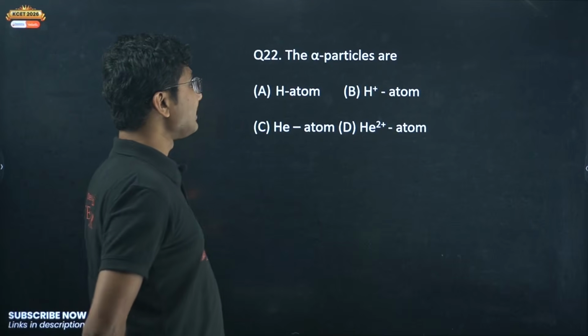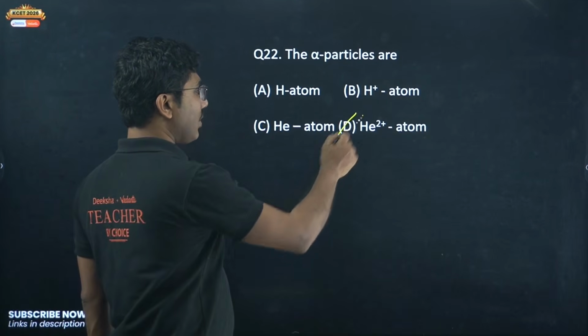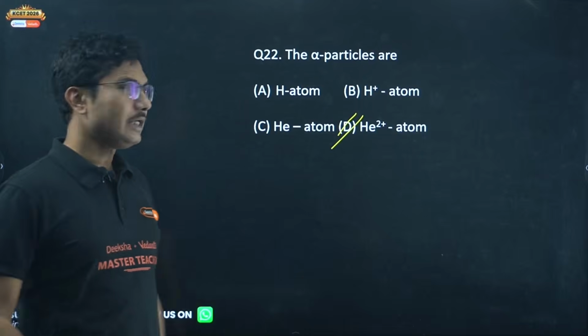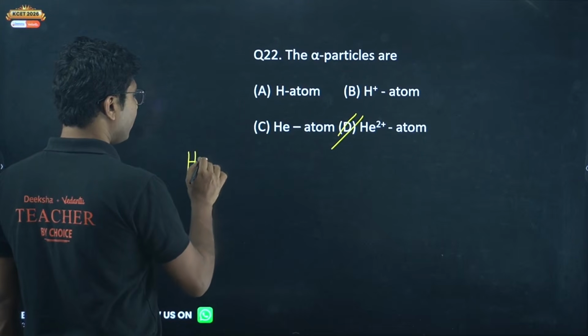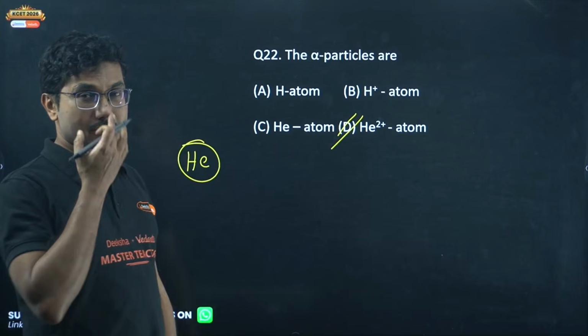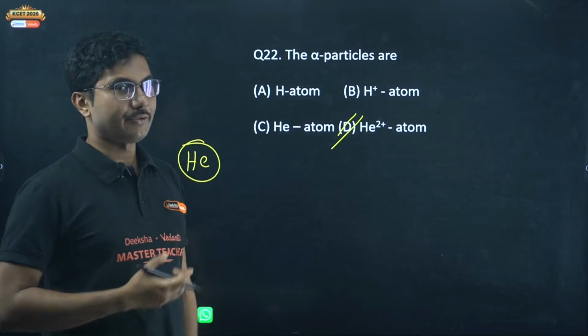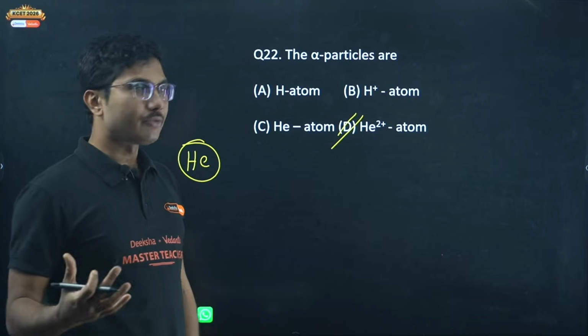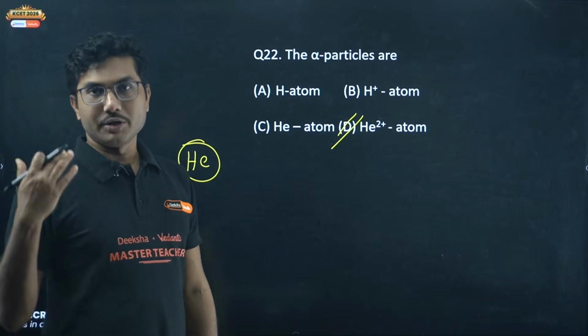The alpha particles are helium plus 2 ions. When you take 2 electrons out of the helium atom, it becomes an alpha particle. So basically it is the helium nucleus, 2 protons and 2 neutrons.